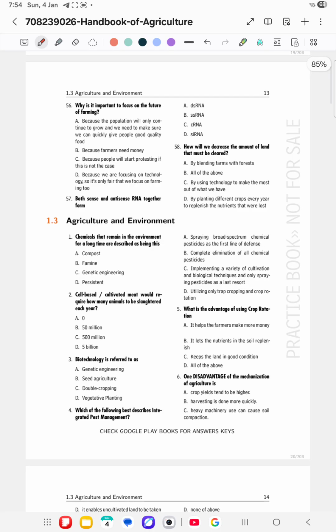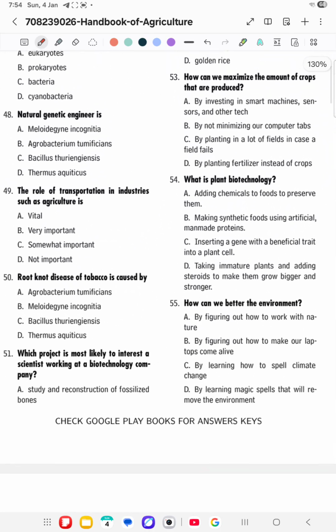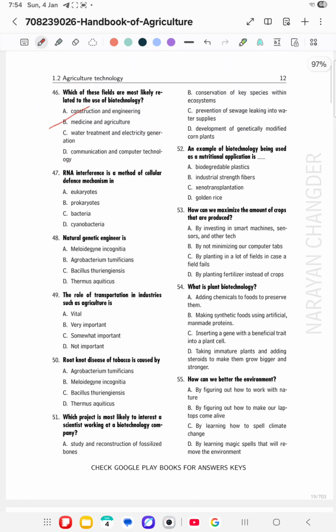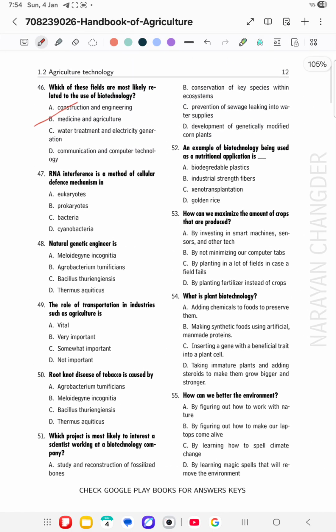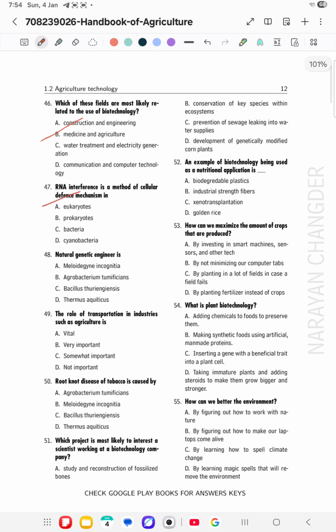Oh, check Google Play Books for answer keys. I don't know what it is. Why? Okay, I think it's eukaryotes only.